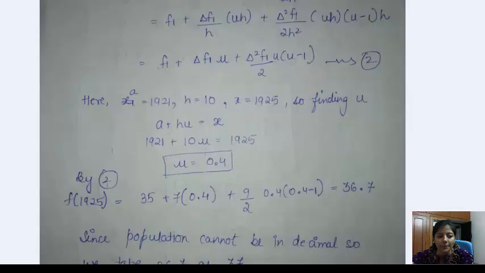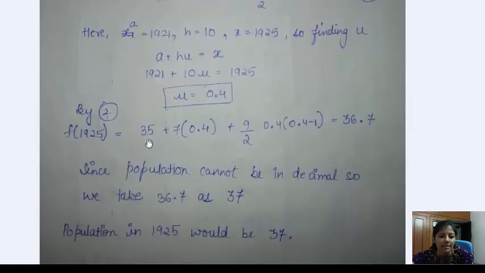So what is u here? We have to find the value of u. So we know that a plus hu is equal to x. Here a is the first value of the function in the table, that is 1921, plus h is 10 into u, and x is equal to 1925. It is the point where we need to find the value of the function, and so here we'll get u is equal to 0.4. Now by equation 2, substituting the values of f1, forward difference of f1 and second forward difference of f1, we will get the value of the function at 1925 is 36.5. Since the population cannot be in decimal, we'll round it off to 37.